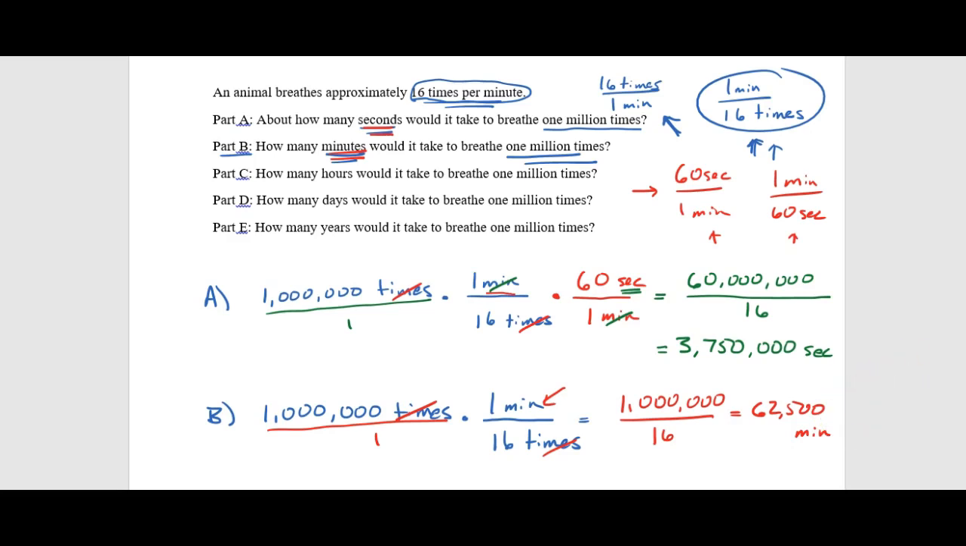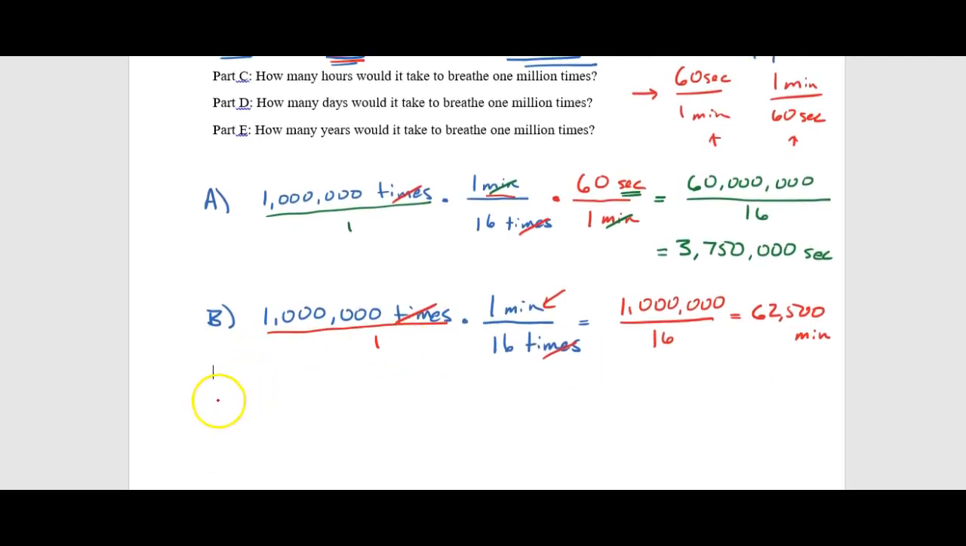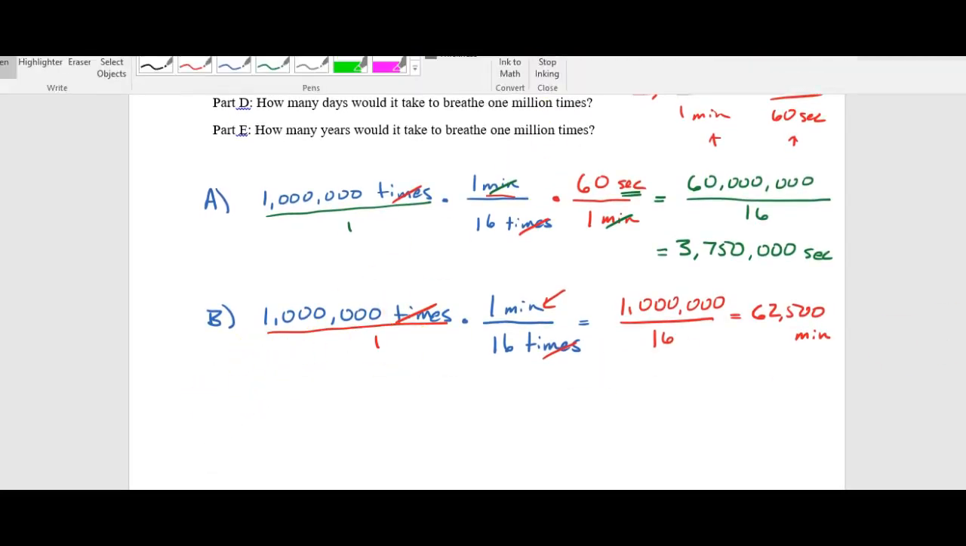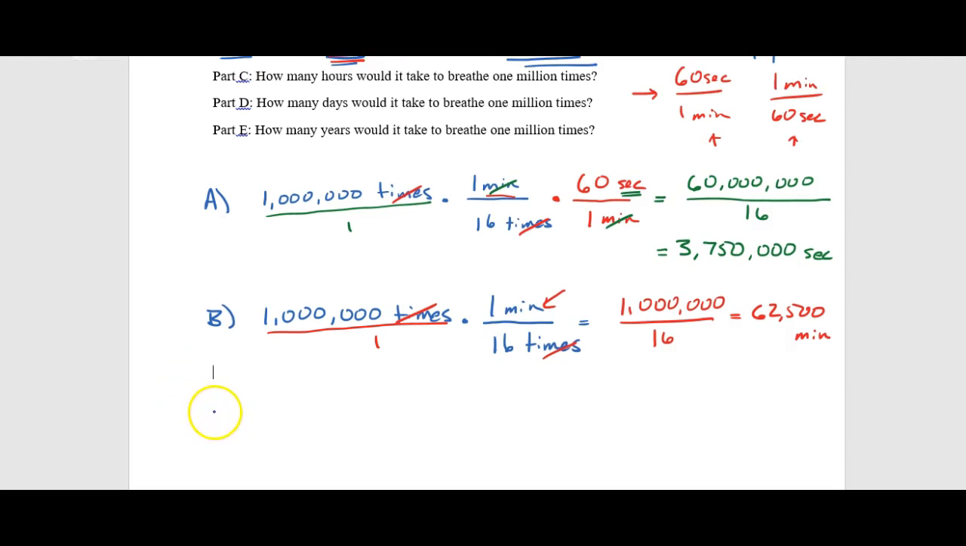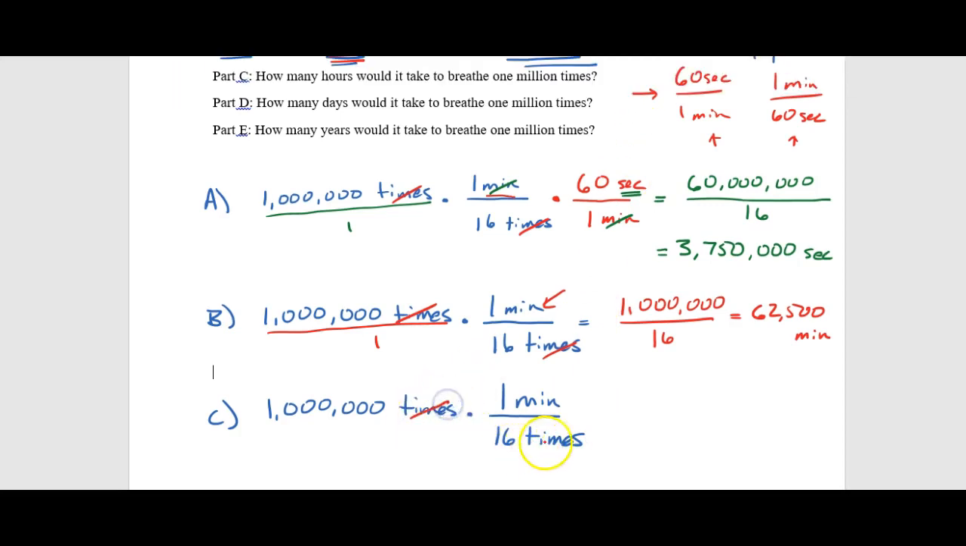So I'll start the setup for part C, and then you're going to have to see if you can continue, see if you can stretch it out. But it starts exactly the same way, part C. I want to know how long it's going to take to breathe 1,000,000 times. I've got to use the ratio that I was given at the beginning of the problem, and I arrange it in such a way that this will cancel out.